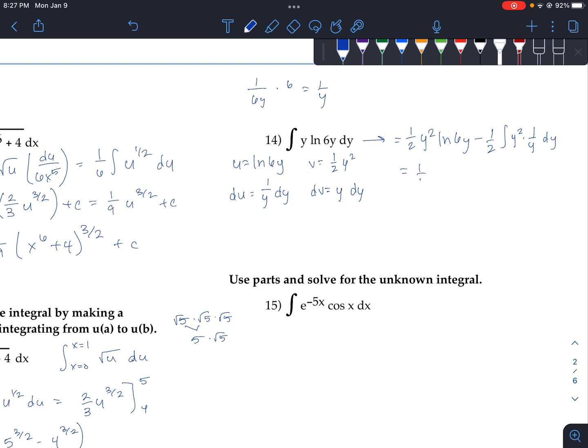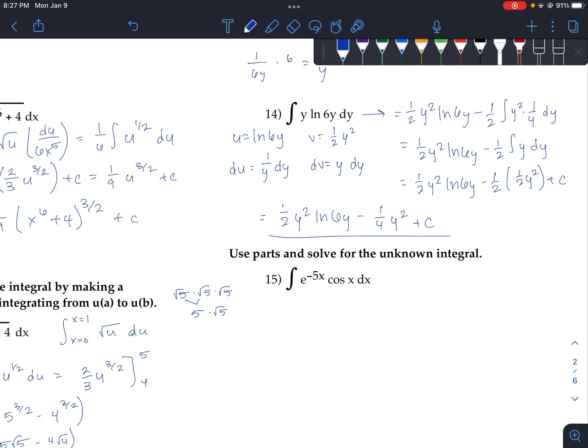So equal to 1/2 y squared natural log of 6y minus 1/2 integral of y dy. And the antiderivative of y would be 1/2 y squared. So I get 1/2 y squared natural log of 6y minus 1/2 times 1/2 y squared plus c. So 1/2 y squared natural log of 6y minus 1/4 y squared plus c. And there you go. I think that's right.